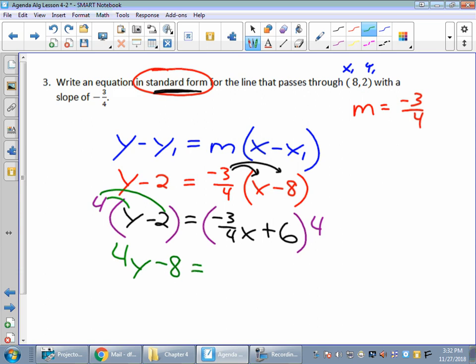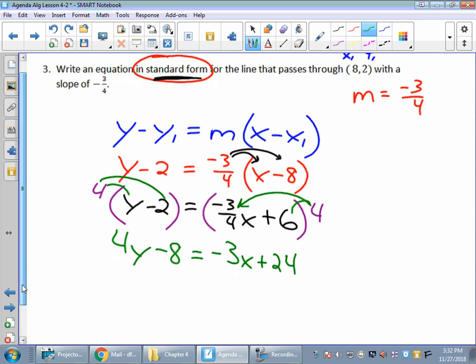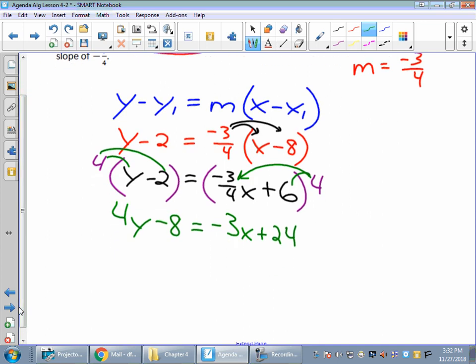Equals, on this side now, 4 times the negative 3/4 is actually going to get rid of that denominator, so we're just going to have negative 3x. That's why we're doing it in the first place. That's why we're multiplying by that 4. And then 4 times 6 here is going to be 24. So we're moving along here. We've got rid of the fractions.